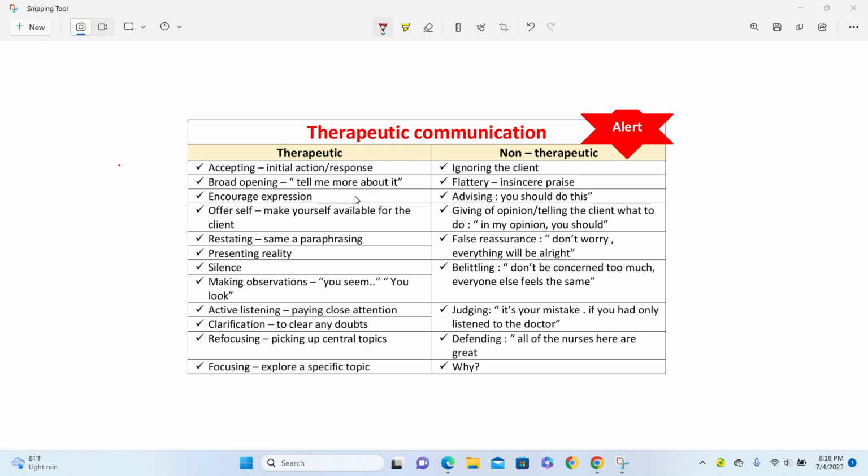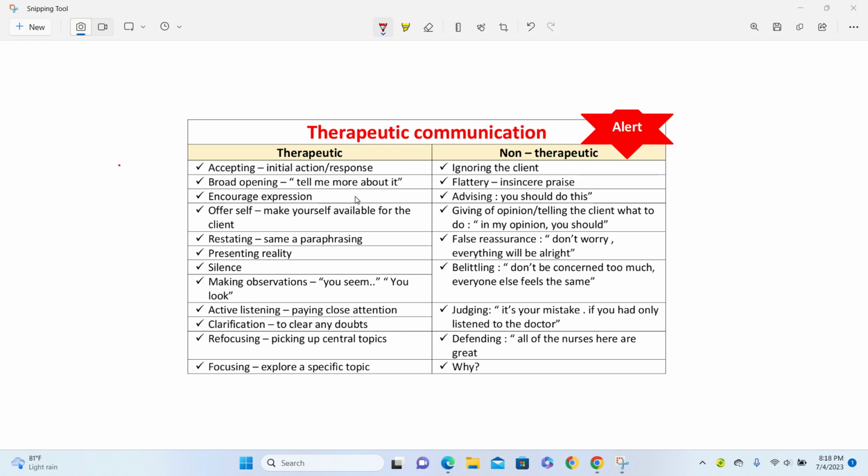Clients with mental health disorders will be talking with loose associations and flight of ideas, everything will be present at that time. We should pick up the central topics. Focusing, exploring a specific topic. If the client is saying he's disturbed because of his father, mother, or someone else like a friend, his job, or his personal relationship, whatever, if he's saying he's suffering because of that, we should try to explore his feelings on that particular topic. First, we should listen, we should observe, then we should ask, and we should elicit more of the client's feelings on that topic.